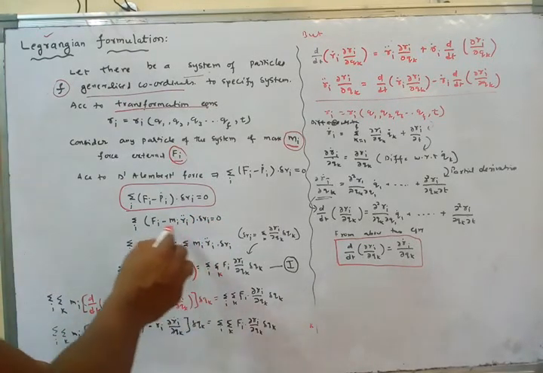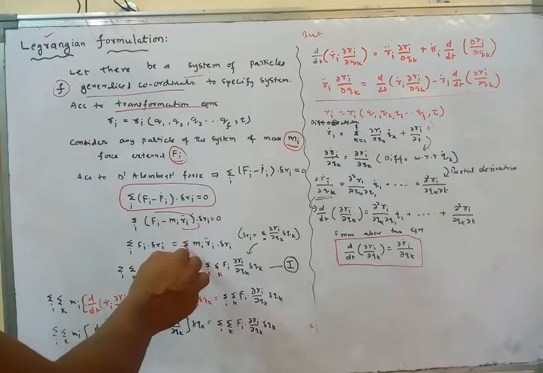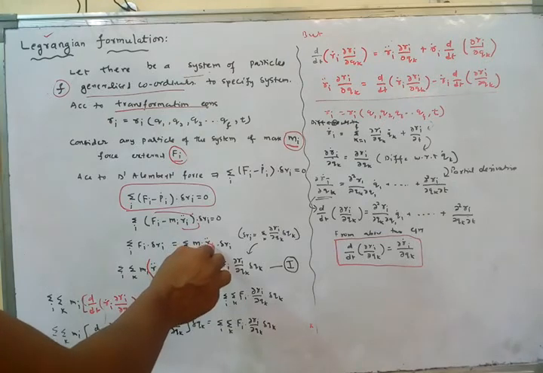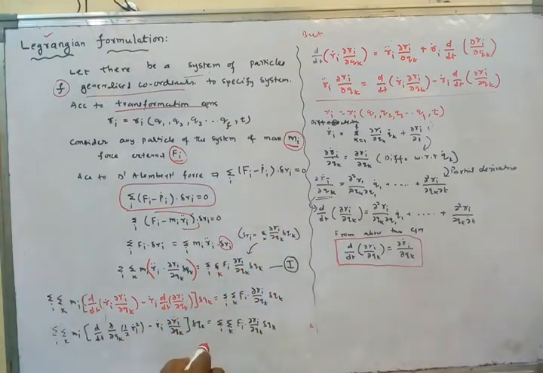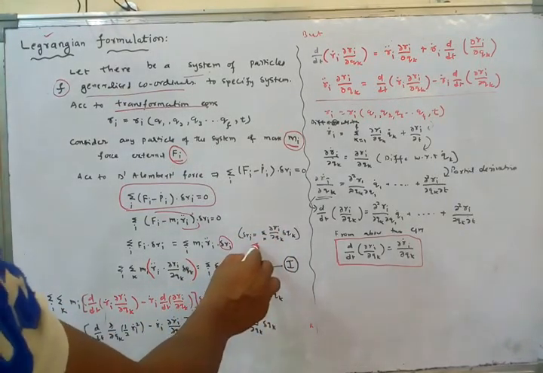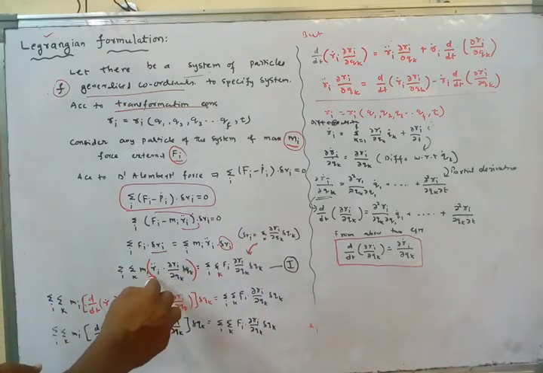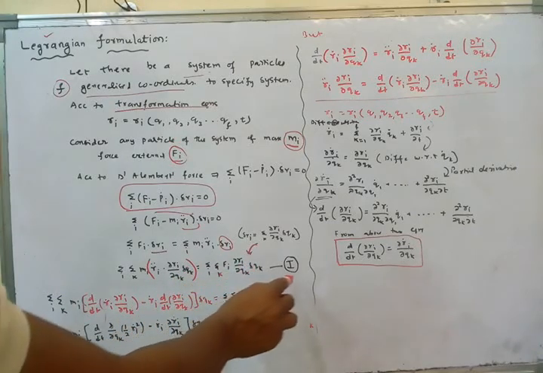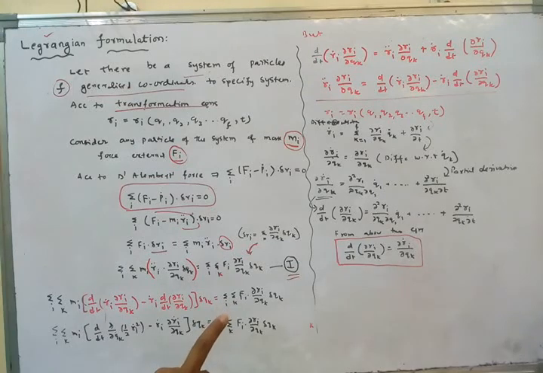Here, sigma Fi dot delta Ri equals sigma mi Ri double dot dot delta Ri. What is delta Ri? This is the virtual displacement in terms of generalized coordinates. Just substitute in this equation: wherever delta Ri is there, put sigma k dou Ri by dou qk delta qk. This is equation first.